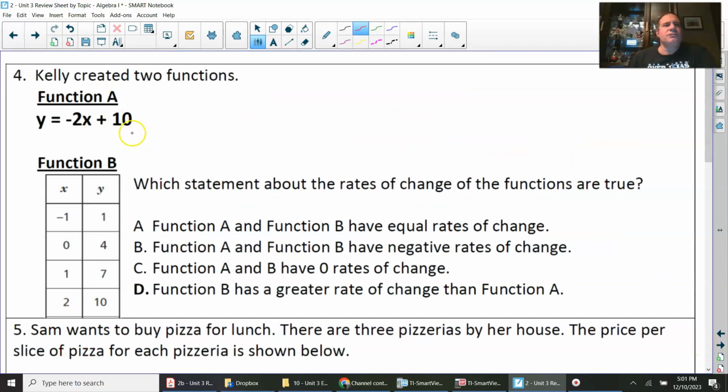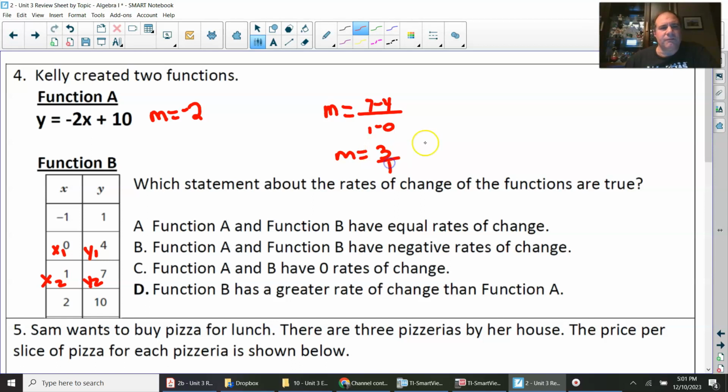Kelly created 2 functions. Which statement is true about the rates of change? Again, rates of change only. So we have -2, and I'm going to skip those negatives there. So x2, y2. I'm just going to put it over here for function 2. M equals 7 minus 4 and 1 minus 0. Very easy numbers to deal with. 4, 5, 6, 7. Hopefully I don't make a mistake. 3 over 1. M equals 3. So I'm going to put it right over here. M equals 3.